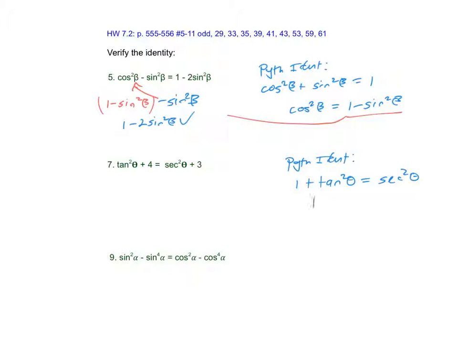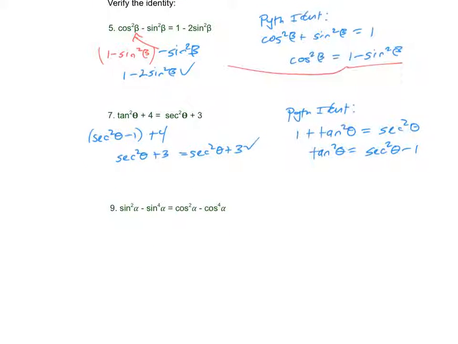So if we isolate tangent squared theta in our Pythagorean identity, we'll get tangent squared theta is equal to secant squared theta minus 1. So when I'm verifying the identity, I'm going to substitute in secant squared theta minus 1 for tangent squared theta on the left-hand side. And then when we combine like terms, we get secant squared theta plus 3 is equal to secant squared theta plus 3. So we verified the identity.